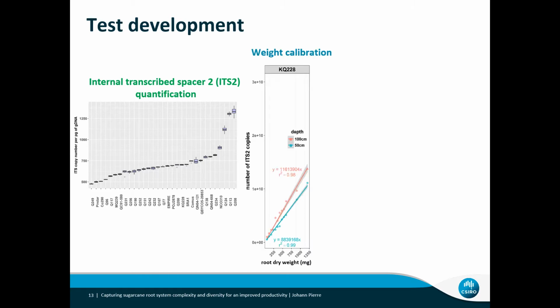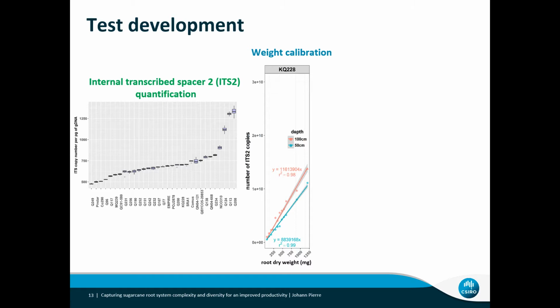Then, using 8 cultivars, we wanted to calibrate the test in order to have the result, which is normally expressed as target DNA quantity per gram of soil, converted into root dry weight per gram of soil. The results are presented here, and as you can see on this graph, the DNA test results were well correlated with the root dry weight.